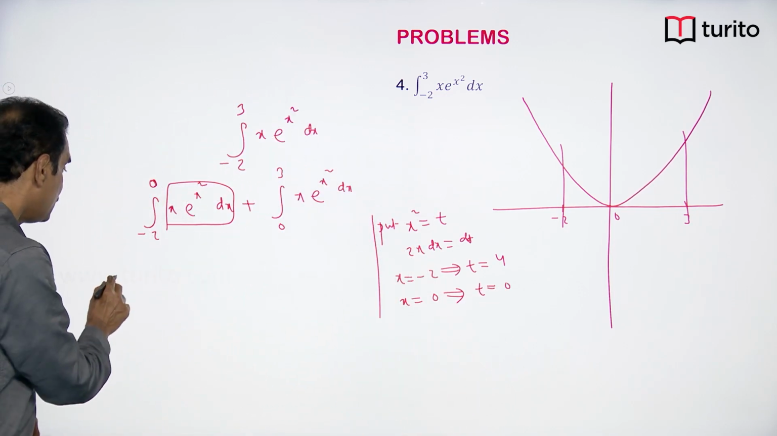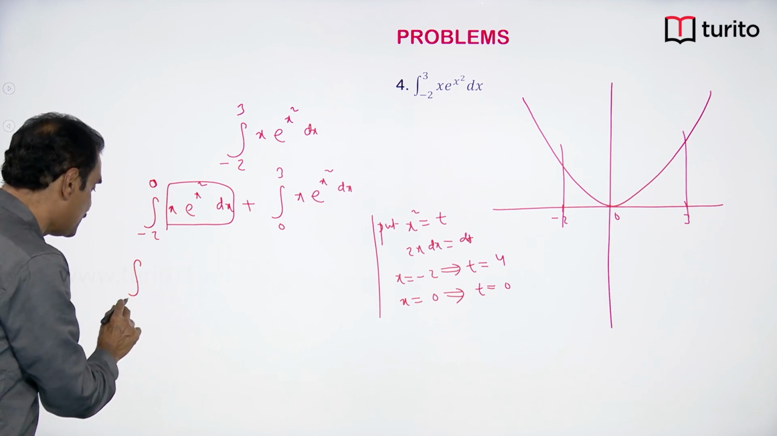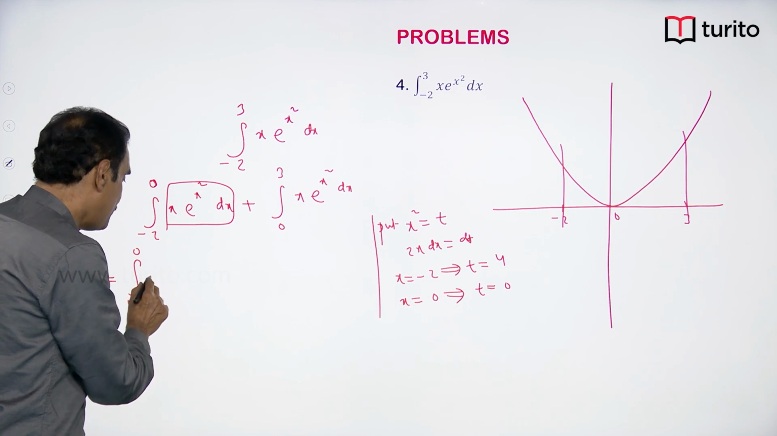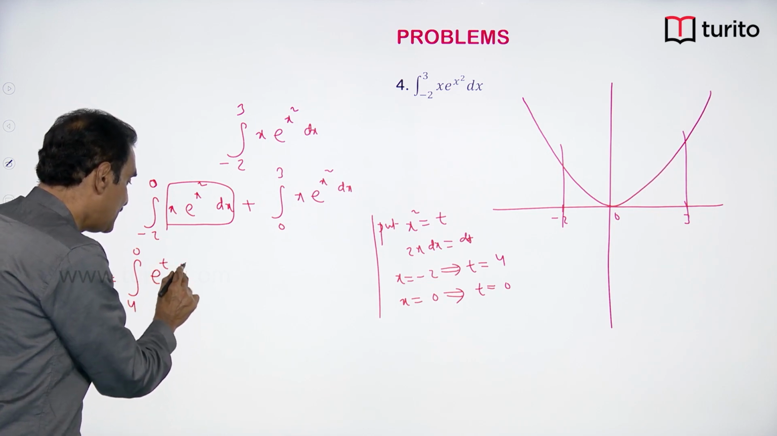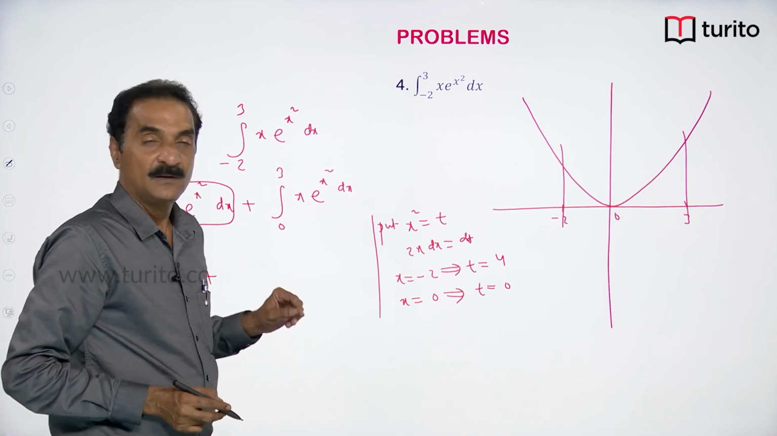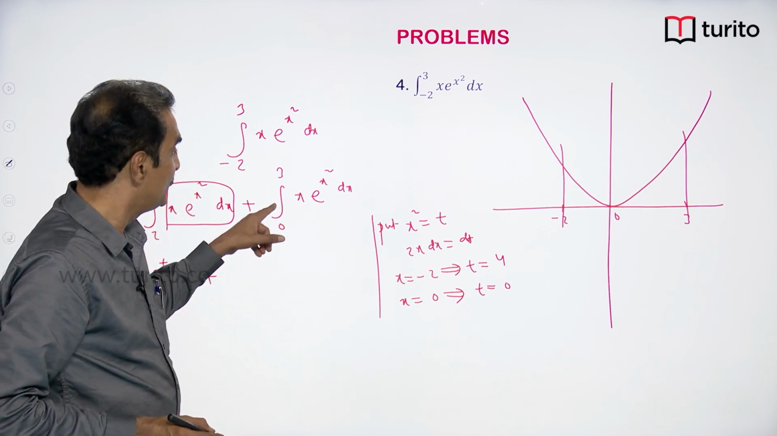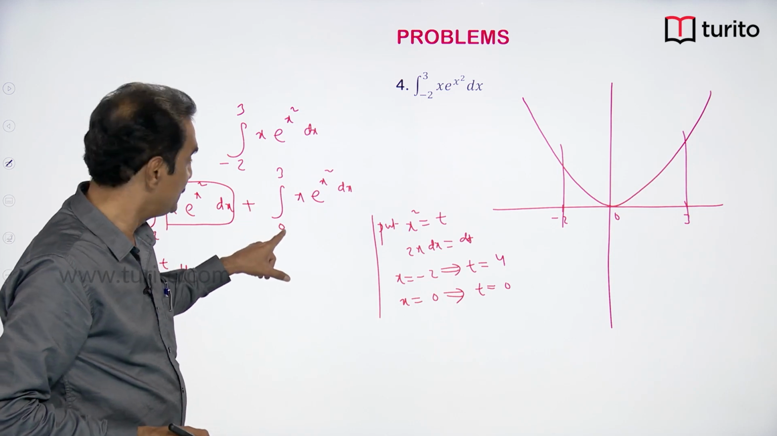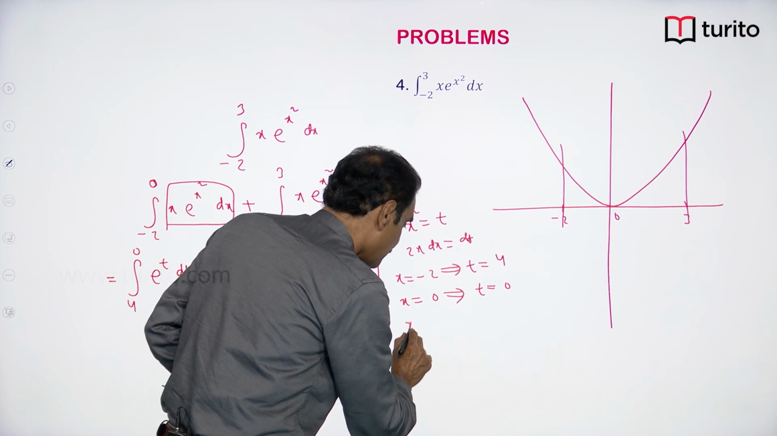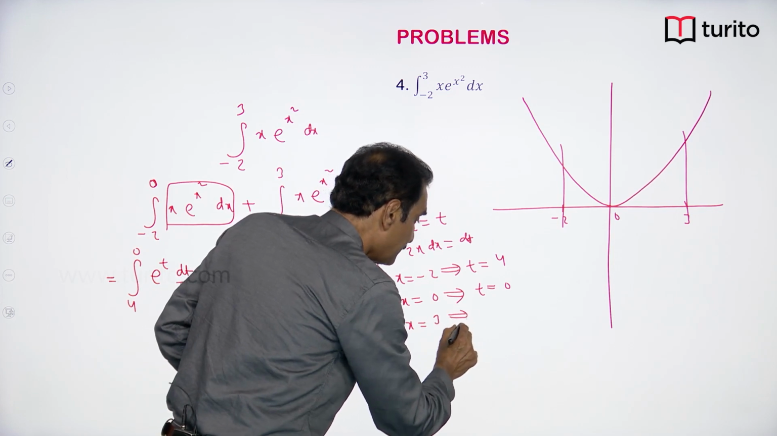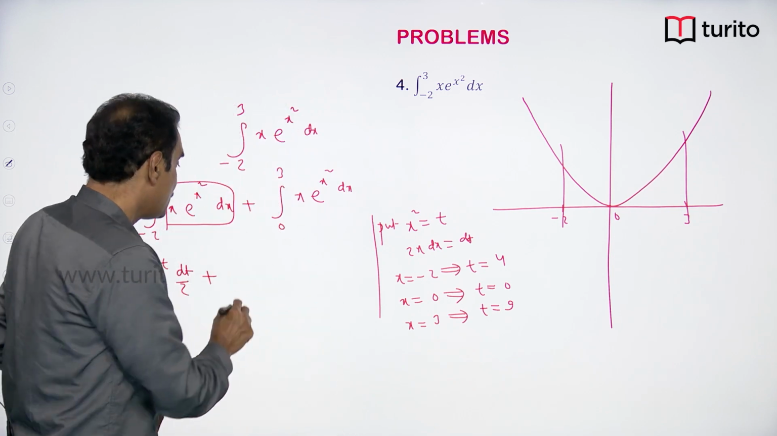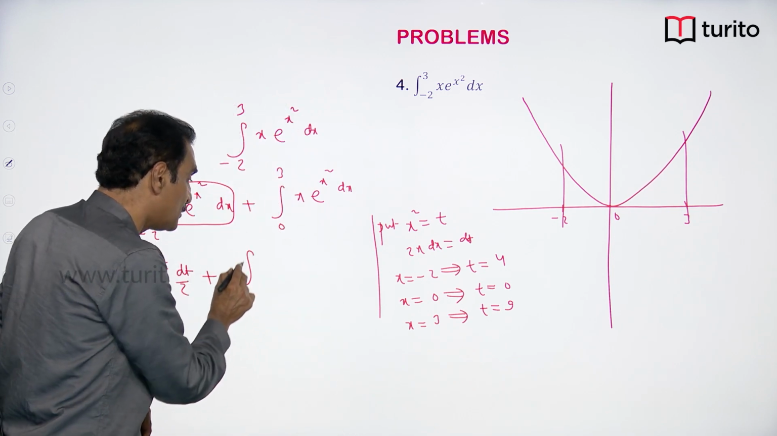So, here the new limits are 4 to 0. What is this function? e power t into dt by 2 plus, coming to the second integral, we have to change the limits. When x is 0, t is 0. When x is 3, what is the value of t? 9. So, here we have to change the limits as 0 to 9.